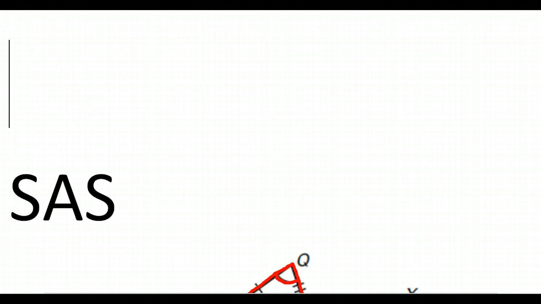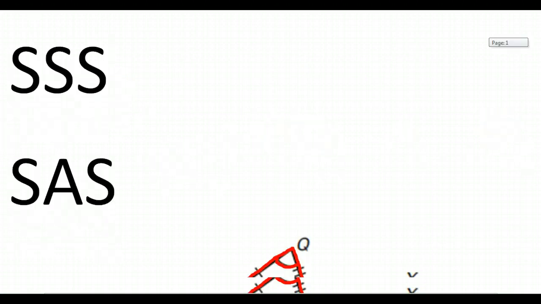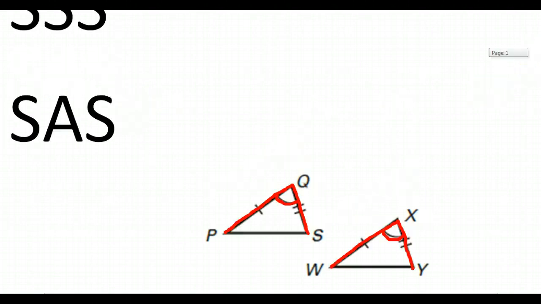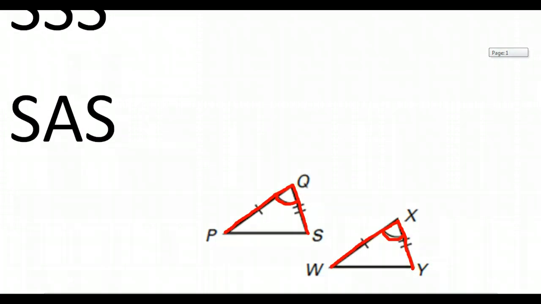Okay, so we learned we didn't need all 6 pieces of information. We could get away with either having all 3 sides, that would be enough, or we could get away with having 2 sides and the angle in the middle. Well, let's see. What other possible ways are there to write sides and angles? What else could we come up with if we played around with this?